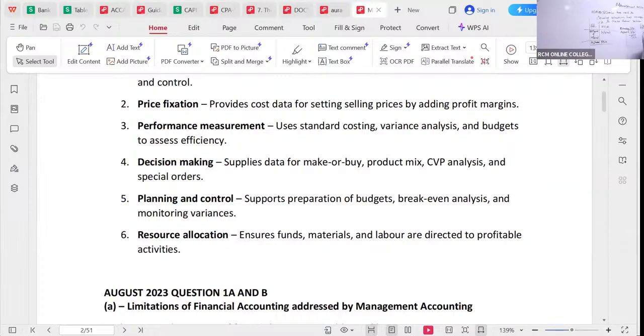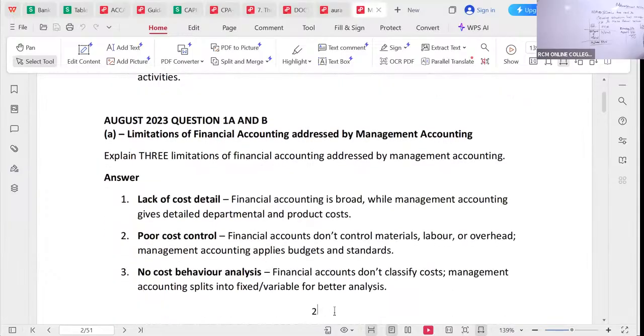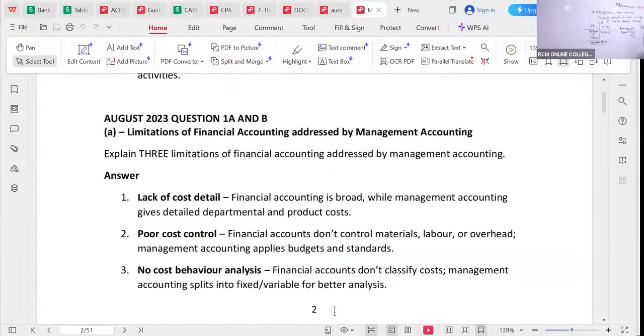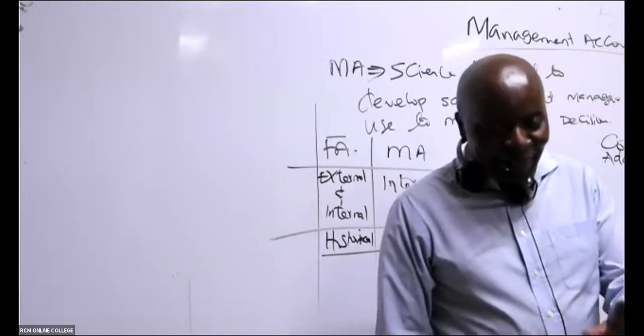Here they wanted us to give them limitations of financial accounting addressed by who? By management accounting. Limitations of financial accounting that are addressed by management accounting. There are many, many limitations that financial accounting has. You see, financial accounting, ladies and gentlemen, makes the assumption that everything in life is all about money. That is why all the financial statements in this case here are monetary.